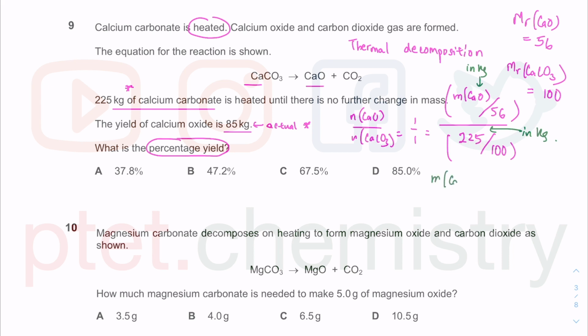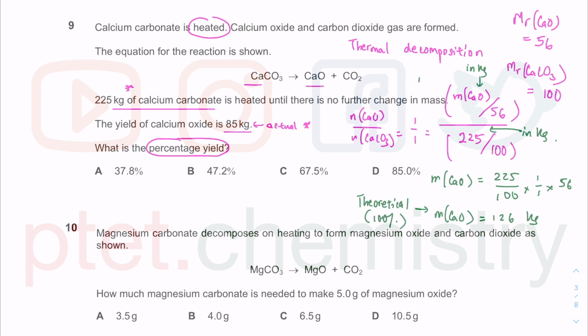So the mass of the calcium oxide, based on the 1:1 mole ratio in a theoretical 100% reaction, is 225 over 100 times 1/1 times 56. So they gave me 126 kilogram. Remember, this is theoretical. This is expecting 100% yield.